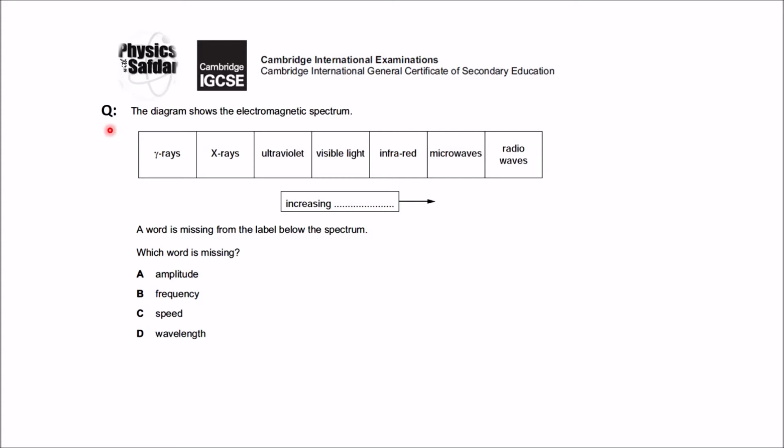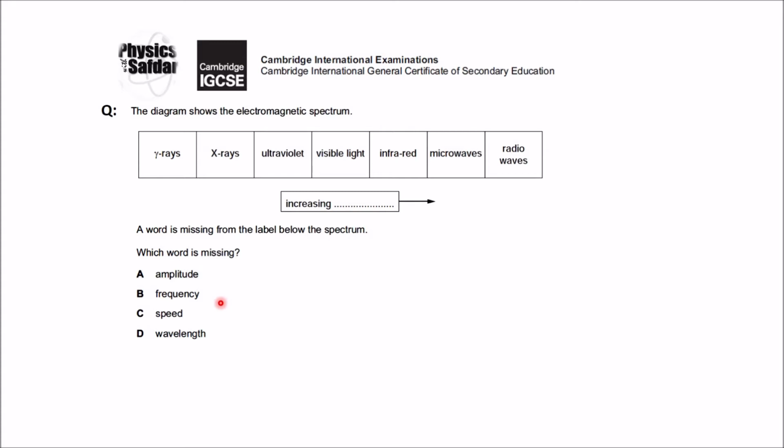Today we are going to solve questions from paper 2 on topic electromagnetic spectrum. You can see one question on your screen now. The question is, the diagram shows the electromagnetic spectrum. A word is missing from the table below the spectrum. Which word is missing? And you have 4 options.